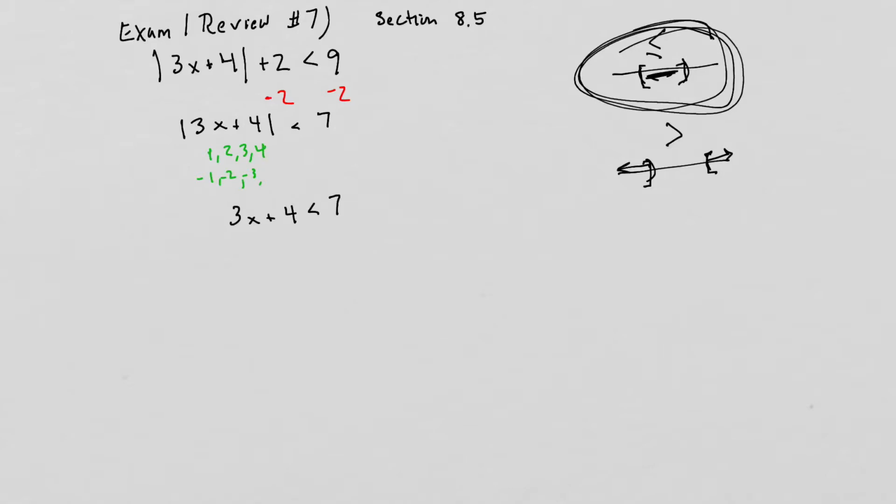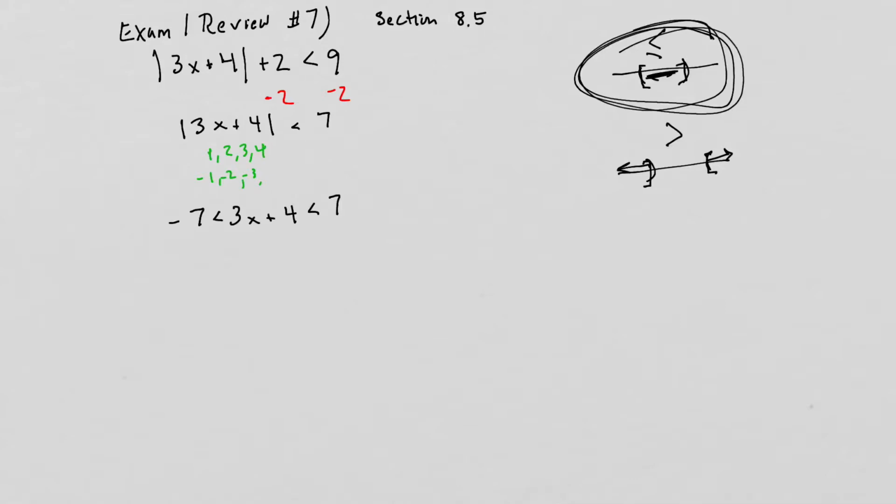Okay, so we're going to have numbers whose absolute value is less than 7, and that means the numbers will fall between negative 7 and positive 7. And then when you take their absolute value, they come out in between. When you take their absolute value, that absolute value will be smaller than 7.